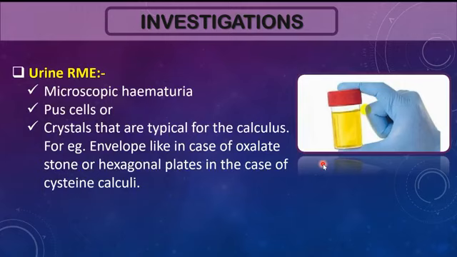So what are the investigations? Investigations from simple to complex. The very simple investigation is urine routine and microscopic examination. Microscopic examination reveals hematuria, pus cells may be present, and crystals typical for the calculus, for example envelope-like crystals in the case of oxalate stones, and hexagonal plate crystals in the case of cystine calculi.